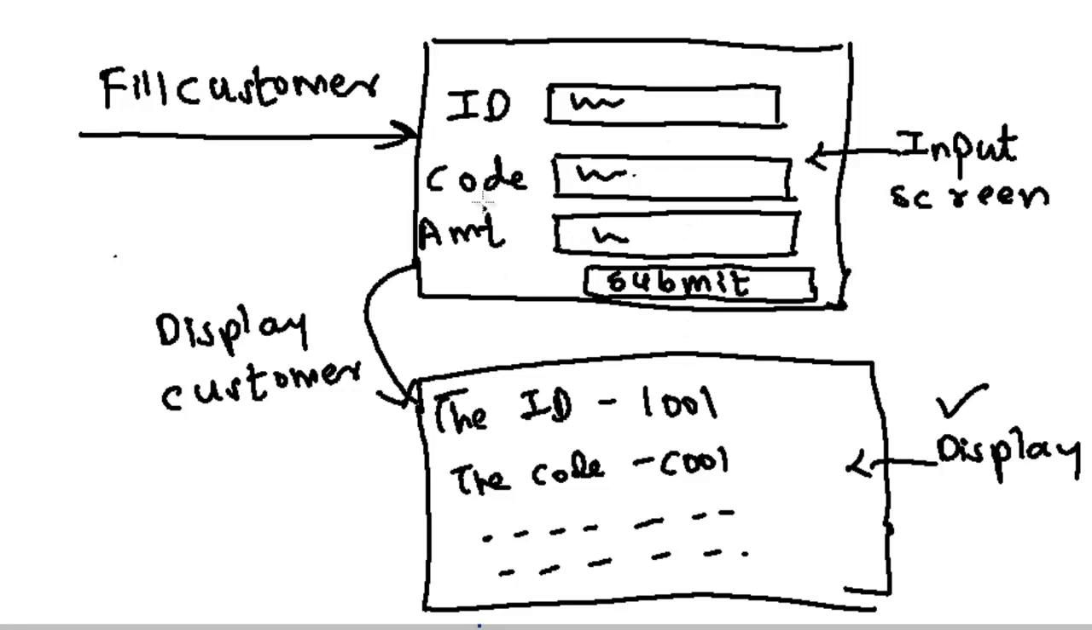Now we'll have 2 actions. The first action is fill customer. So anybody who hits our MVC project by the action fill customer, it will invoke this input screen. The user will fill the data into these text boxes and hit the submit button. And when he hits the submit button, one more action will pop up, that is action 2, the display customer, which will invoke the display screen.